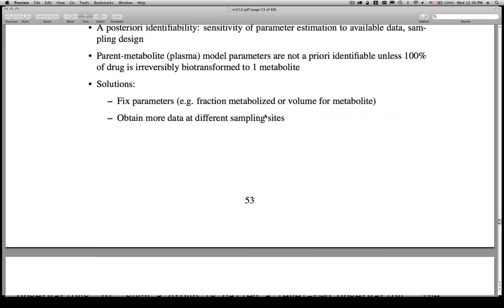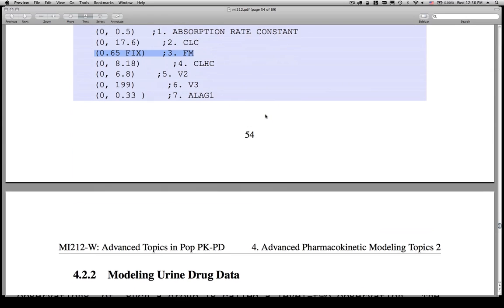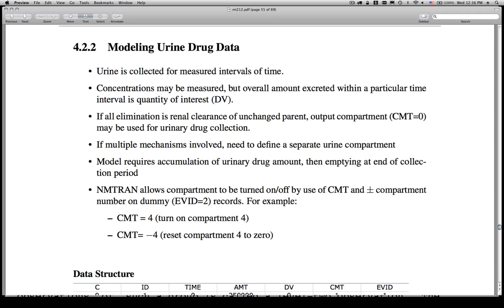But if it becomes more complicated than that, using some of these software tools, which look at sensitivity to identifiability, would be a useful thing to do.